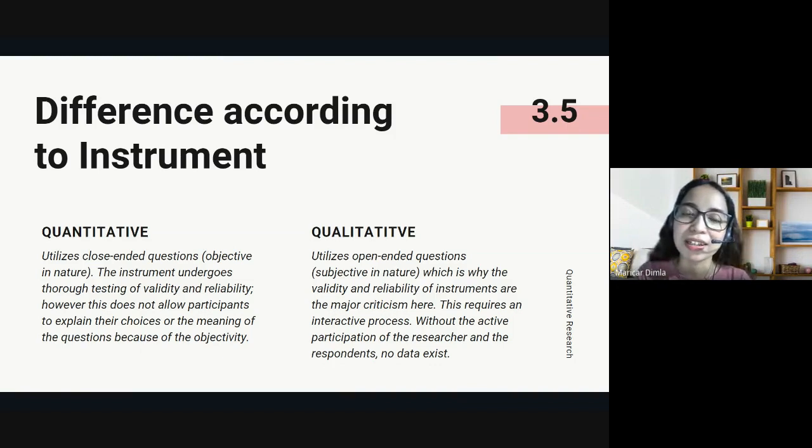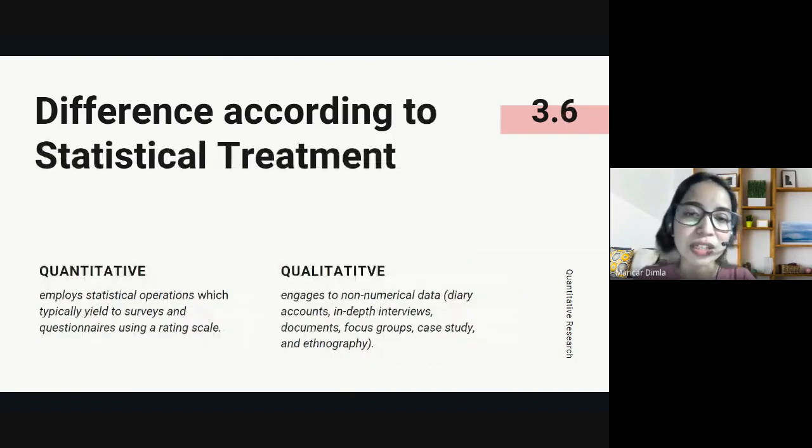Okay? Alright. So next one, we have the difference according to statistical treatment. Definitely, in quantitative, since you are dealing with numerical data, you'll be needing statistical operations or formulas to be able to treat your data, to have your interpretation and presentation of your gathered data. But unlike the qualitative, you are dealing with non-numerical data such as diary, in-depth interview, documents, focus group discussion, case study, and all.